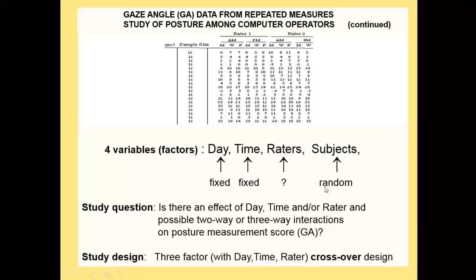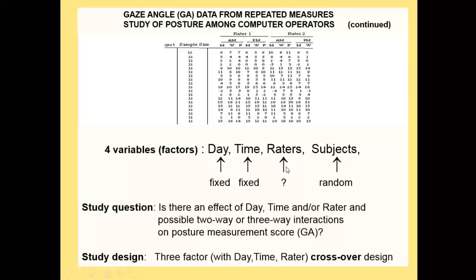Because I've added another thing, okay? Now, the question is, is there an effect of day, time, and/or rater, and possible 2- or 3-way interactions? It's the same question, but now I've got a 3-factor crossover design. It's more complicated. Why is it more complicated? It has to do with this rater variable.